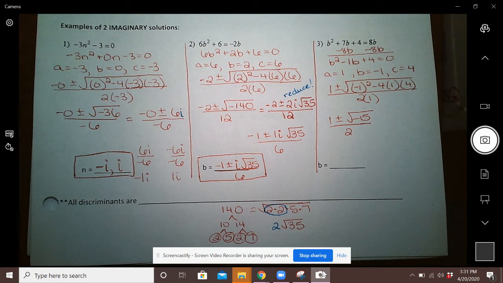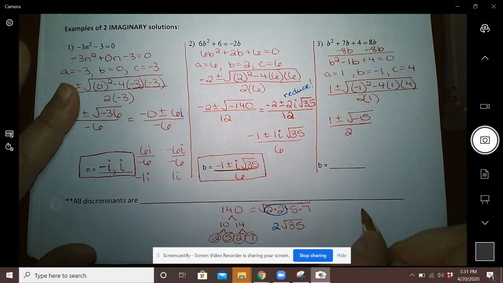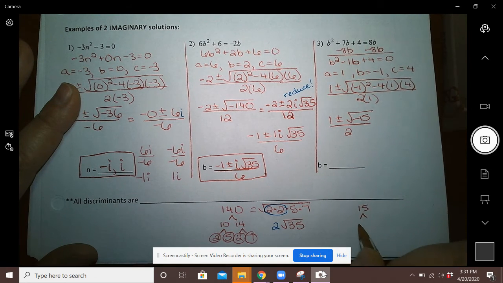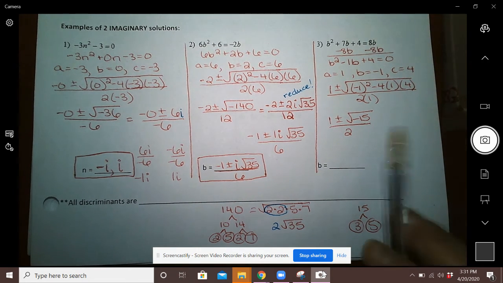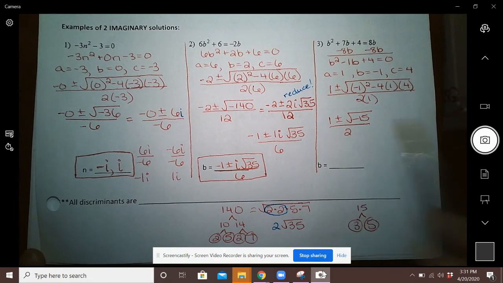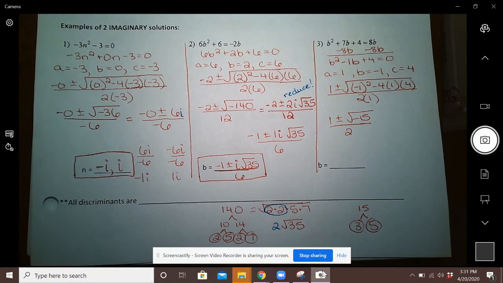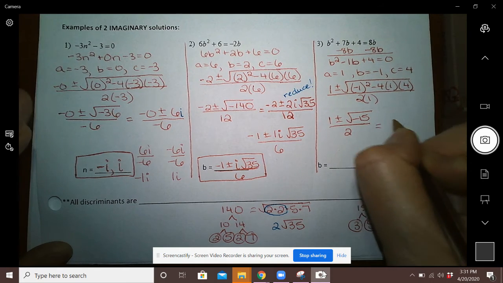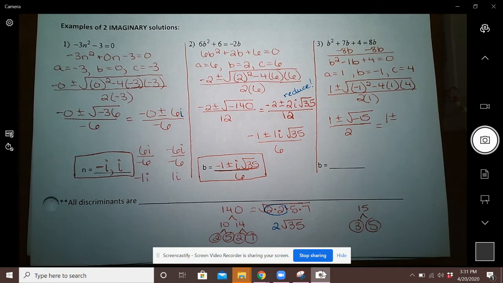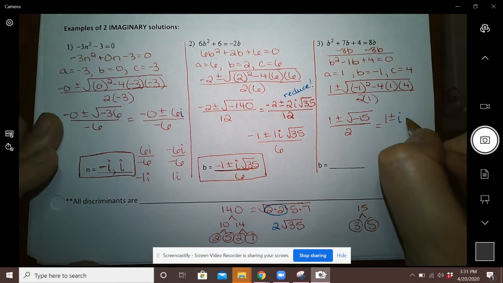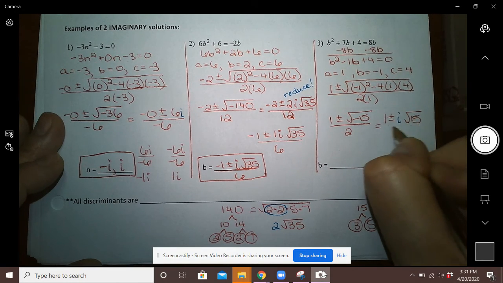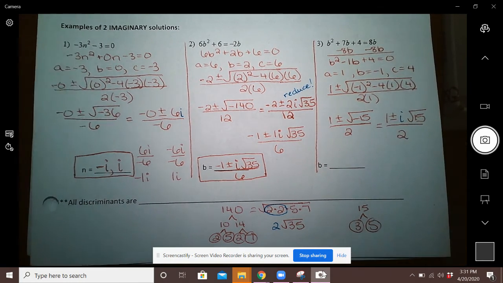15 is not a perfect square. If I go below to try to break down 15, it would only be 3 times 5, which has no pairs, so I can't simplify 15. So the only thing to take out of 15 is this negative value, which we know is going to come out as i. So we'll have 1 plus or minus, that negative is coming out as i, times the square root of 15 because it can't be simplified, all over 2.